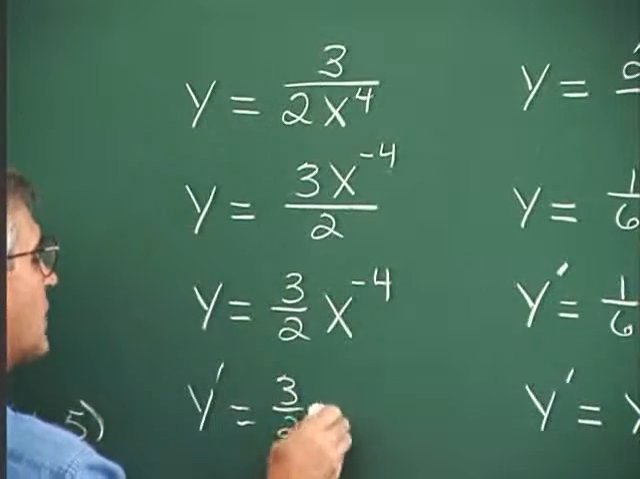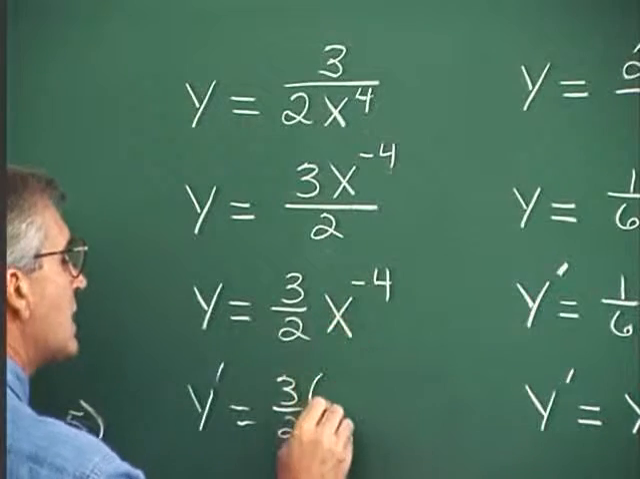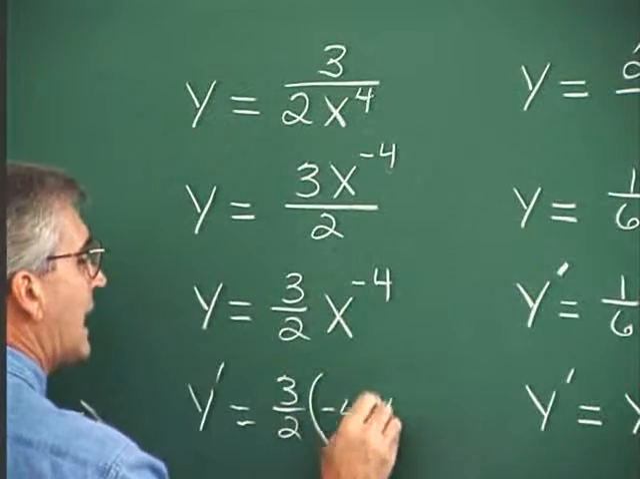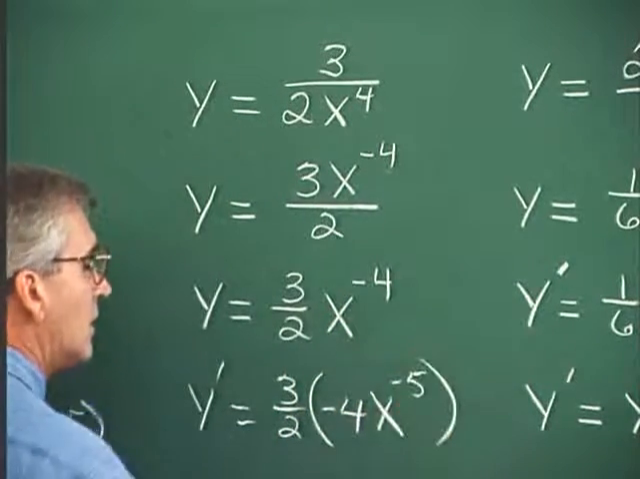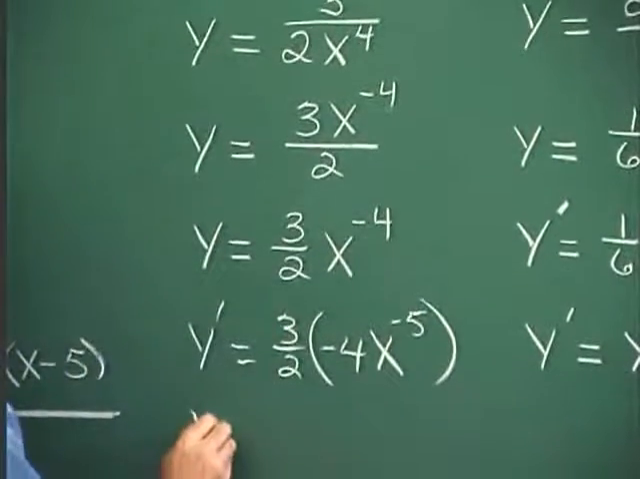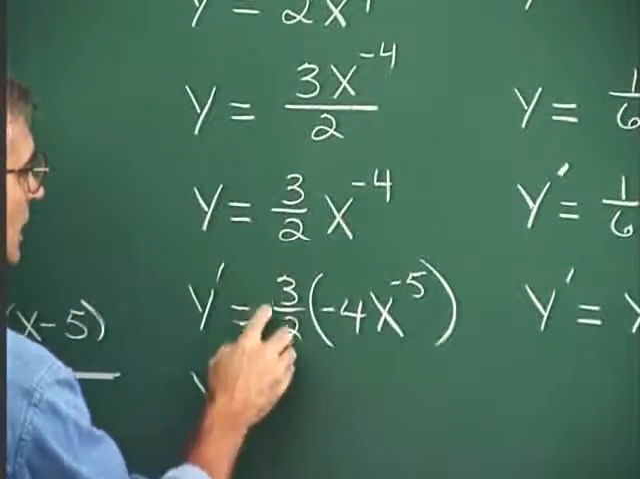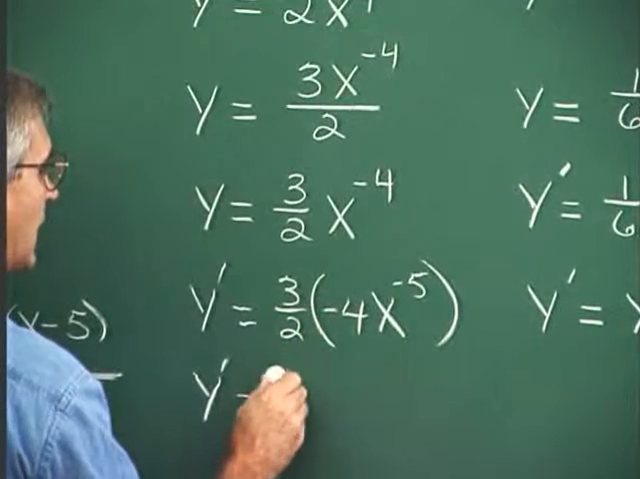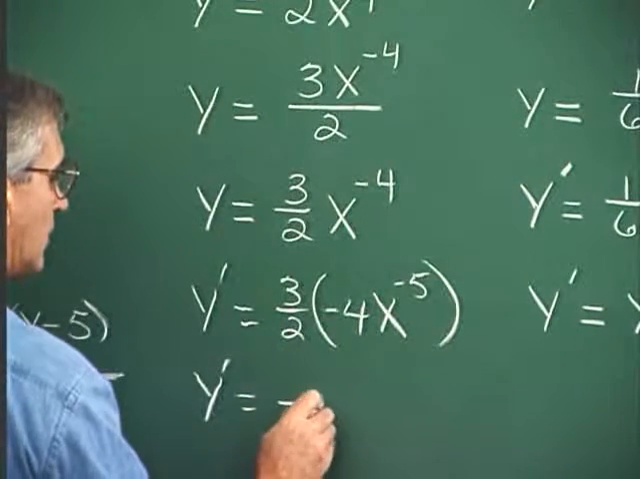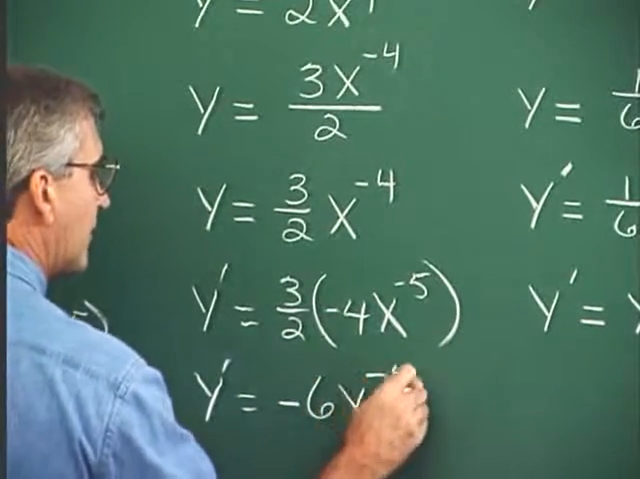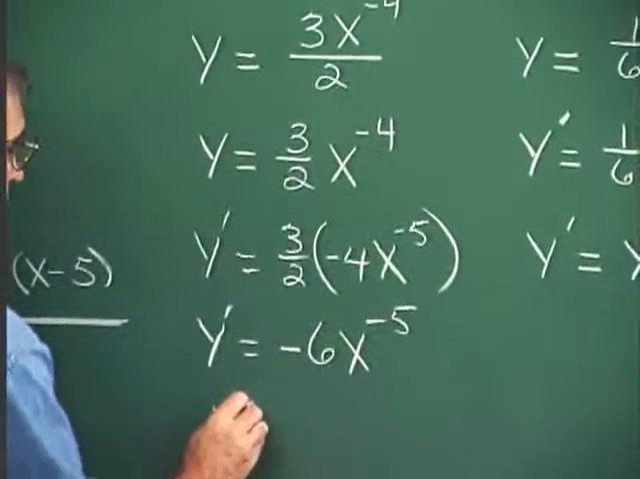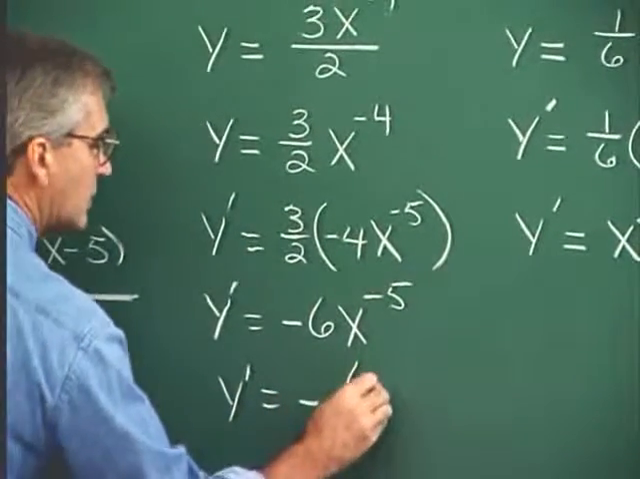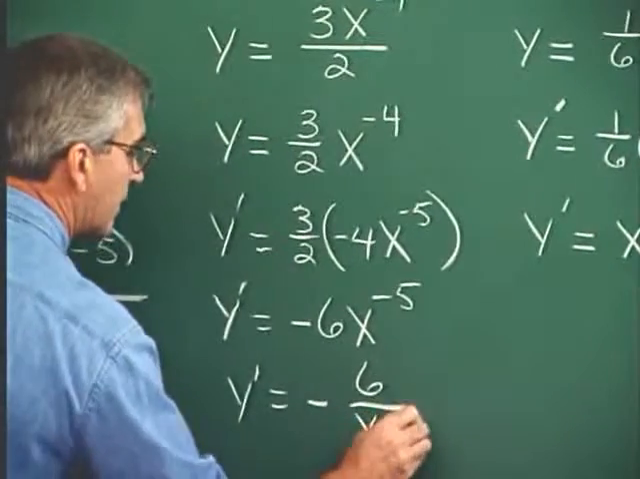So I'm going to think of 3/2 times the derivative of this. That's negative 4x to the negative 5. And now the negative 4 here gives me, let's see, the 2 and the 4 cancel. I have negative 6x to the negative 5, or negative 6 over x to the 5th.